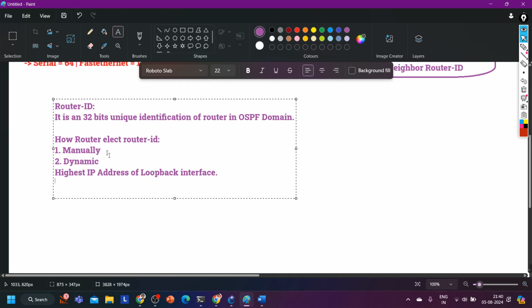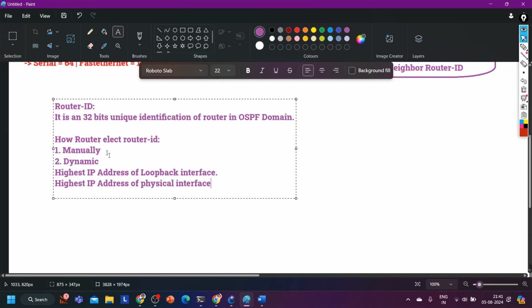What if loopback does not exist on the router? Then, guys, the highest IP address of the physical interface. The IP address which is running on the physical interface. Again, if we have multiple physical interfaces, then the highest IP address.